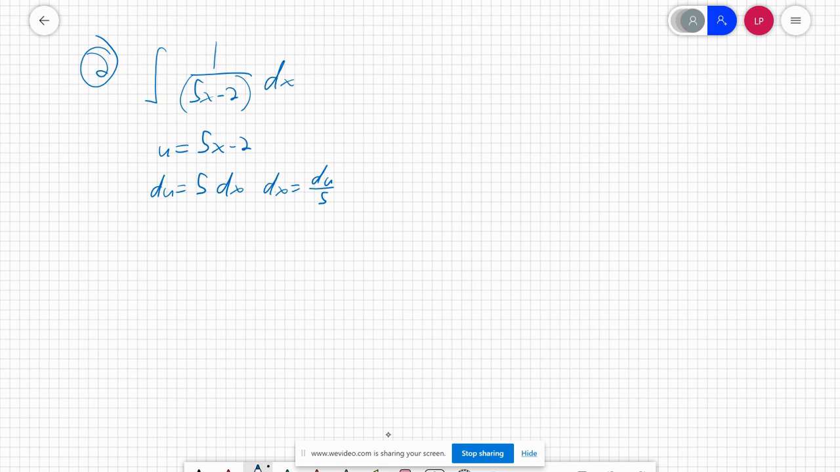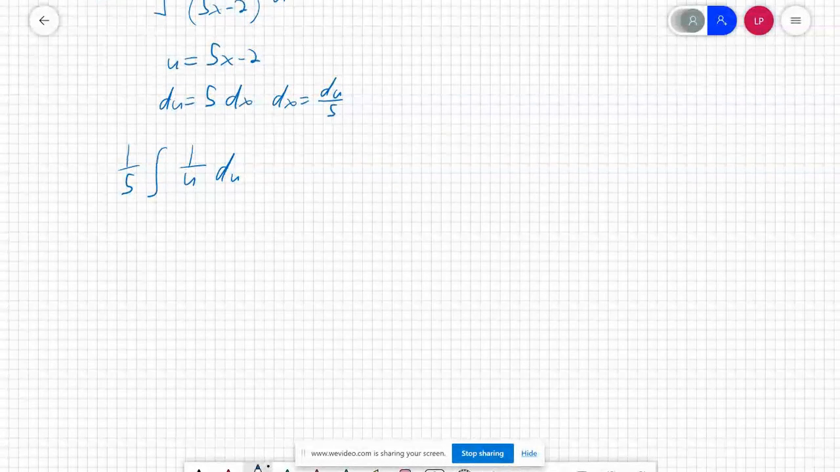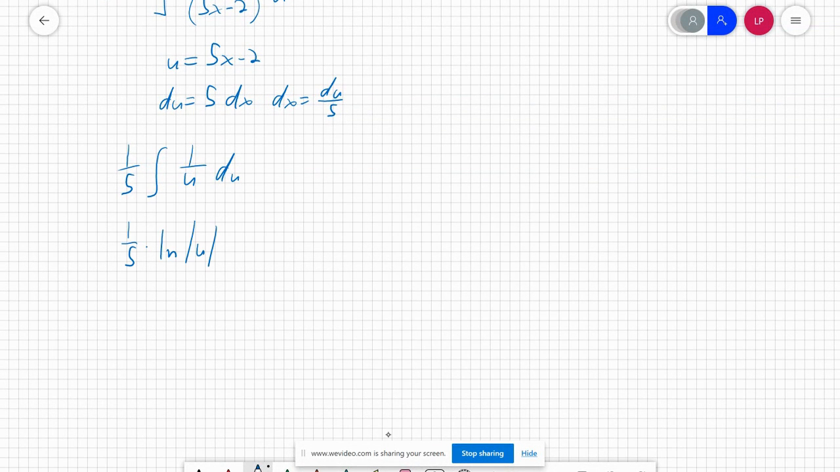And that gives me 1/5 integral of 1 over u du. And now we can transfer this to become 1/5 times the natural log of the absolute value of u plus c, or 1/5 natural log of the absolute value of 5x minus 2 plus c.